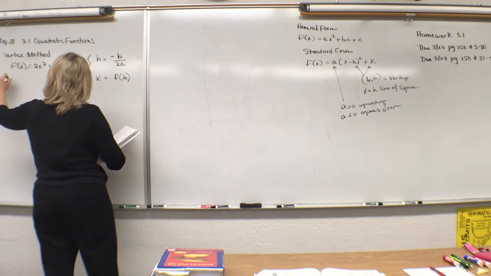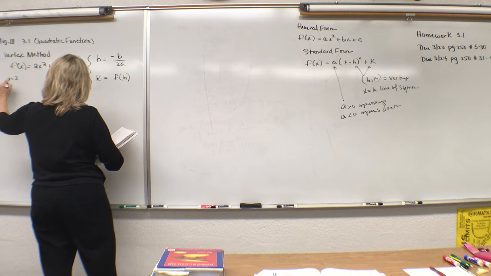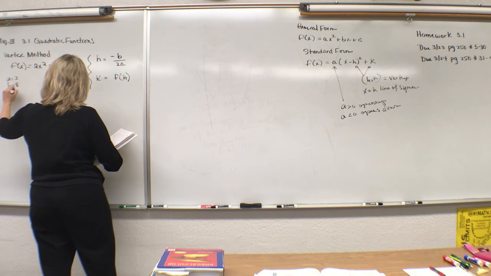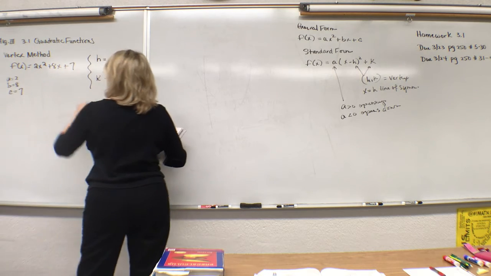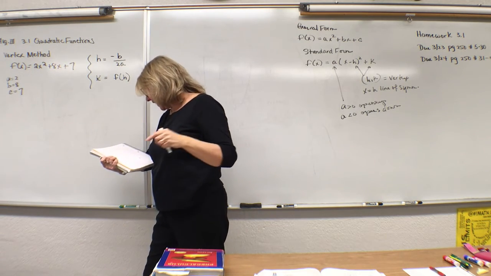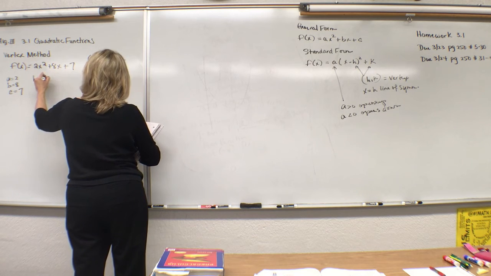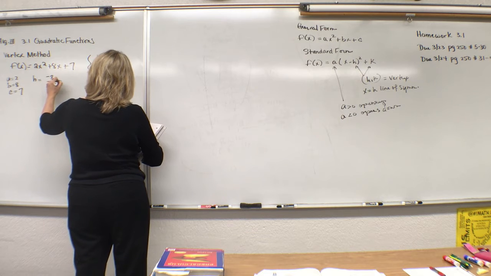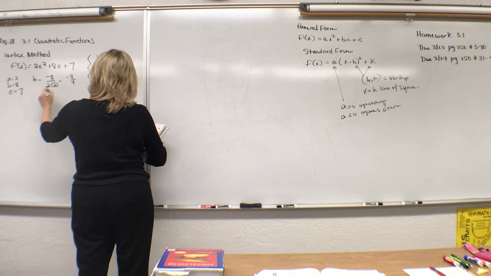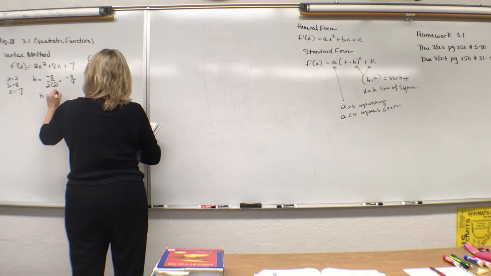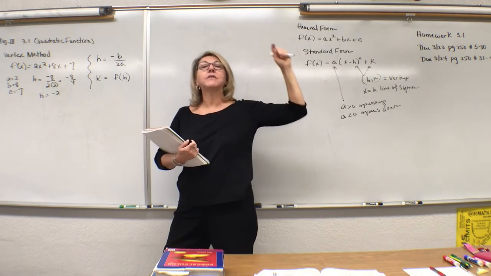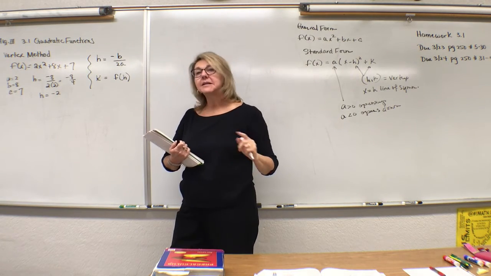So here we go. For the given example, a equals 2, b equals 8, and c equals 7. You can pick those off directly. H again is going to be the opposite of b. Well, that would be negative 8 over 2a. Well, a is 2, so this is going to be negative 8 over 4, and h therefore is negative 2. So the x value of the vertex of this parabola is negative 2.